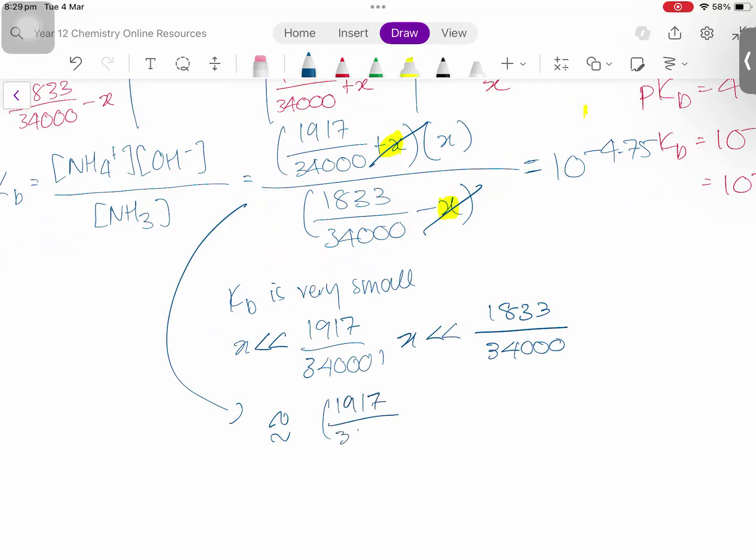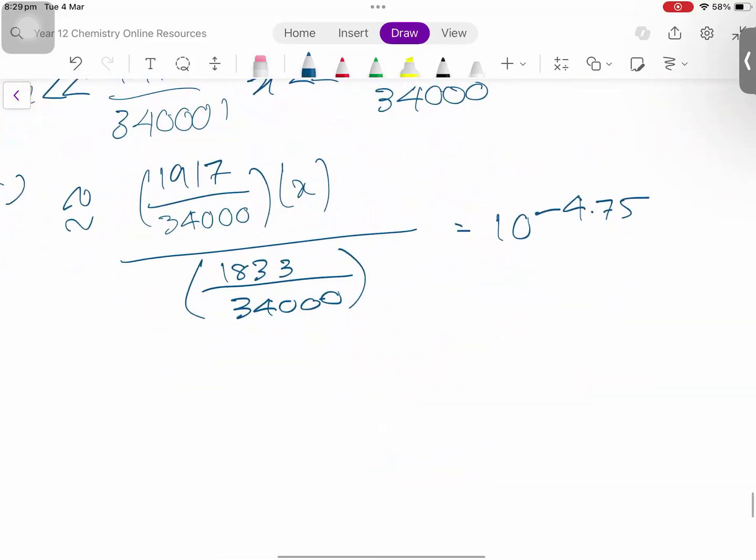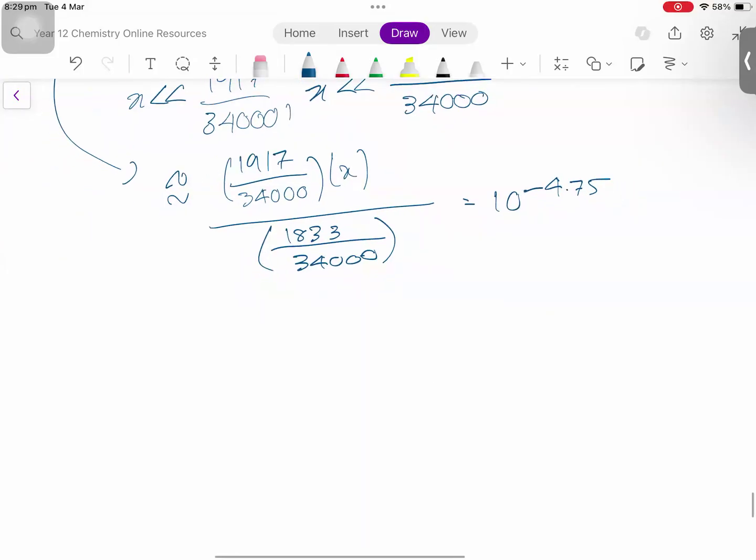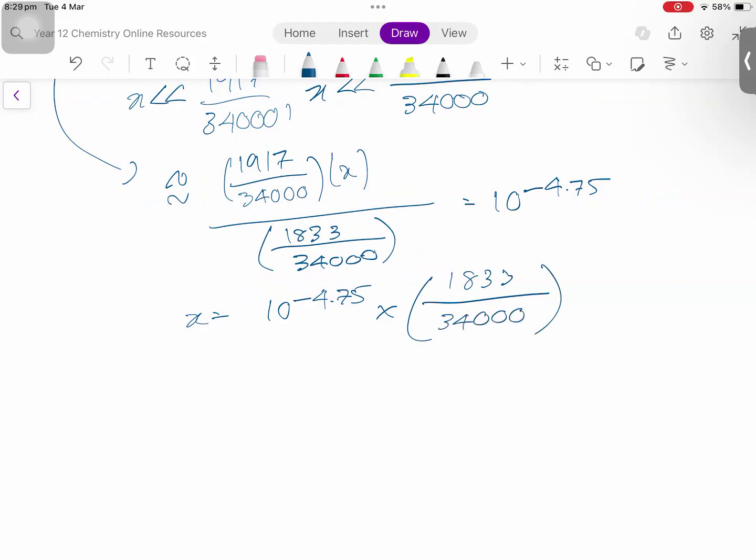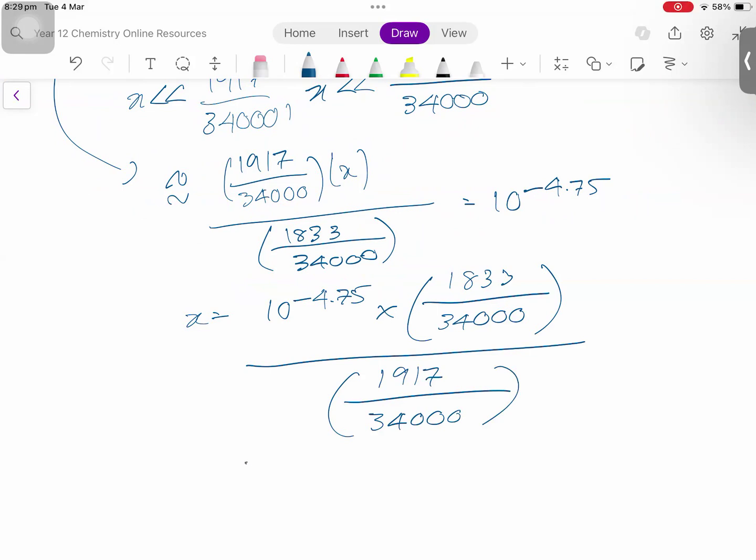My fraction just becomes approximately 1917 on 34,000, the other x I left on its own, divided by 1833 divided by 34,000. And then that's still equal to my Kb, 10 to the minus 4.75. And then now this becomes a lot easier to solve, okay? So x is equal to 10 to the minus 4.75 times 1833 on 34,000 divided by 1917 divided by 34,000.